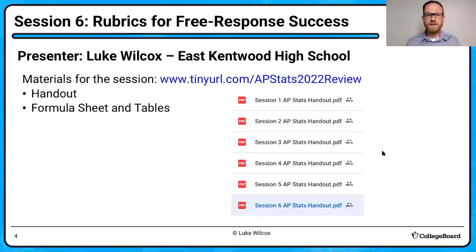Now, in addition to that, you'll also find the formula sheet and tables, the actual formula sheet that you will be given on the AP Stats exam. I am going to reference that a couple of times when we're going through a few of the questions.